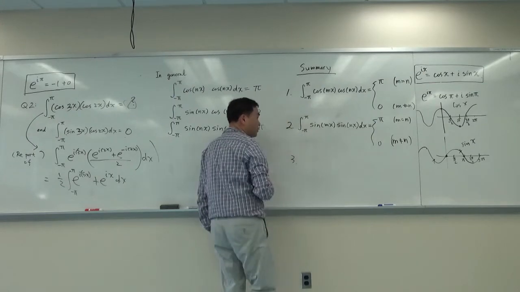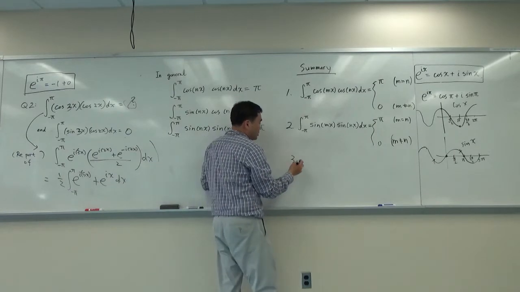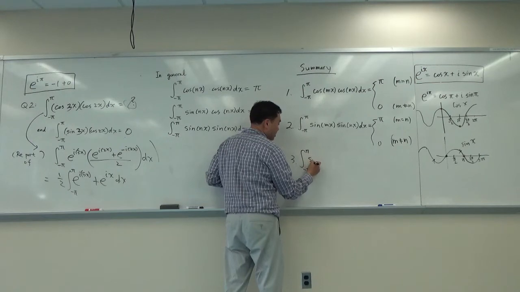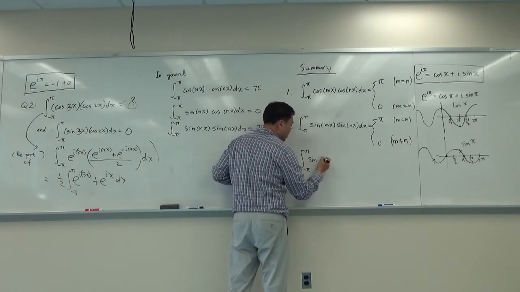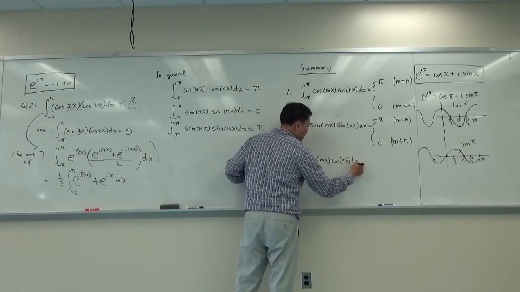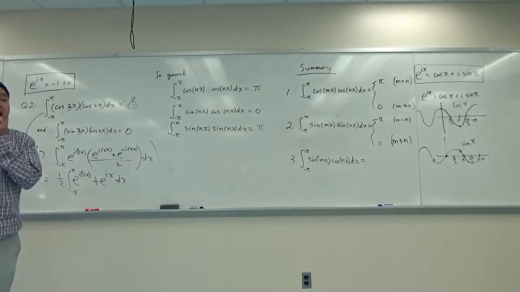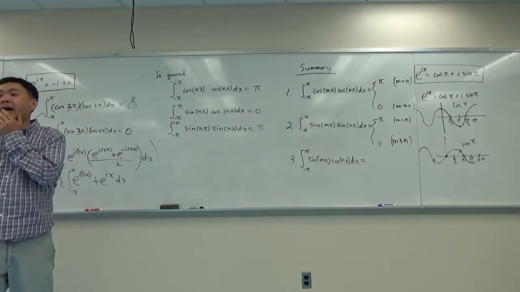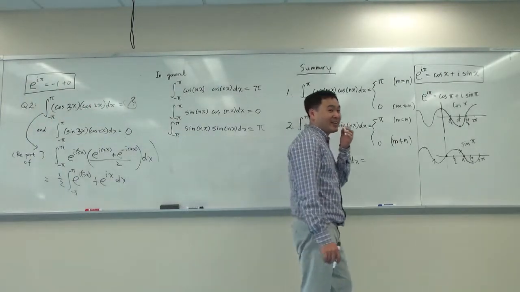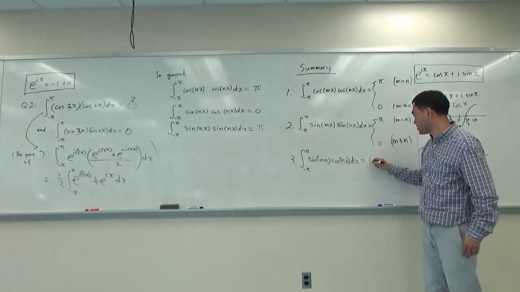And number three, if you integrate from negative pi to pi of sine mx times cosine nx dx, what would you get? Zero. Why? Because it's the odd and the even. Yes, odd times even is odd and you get zero. Good.